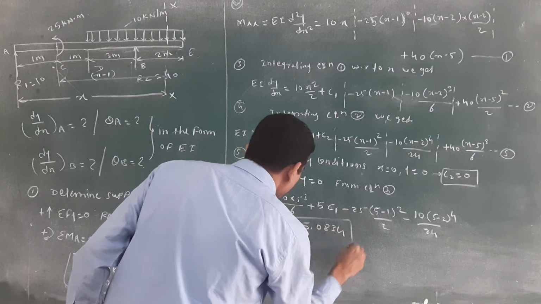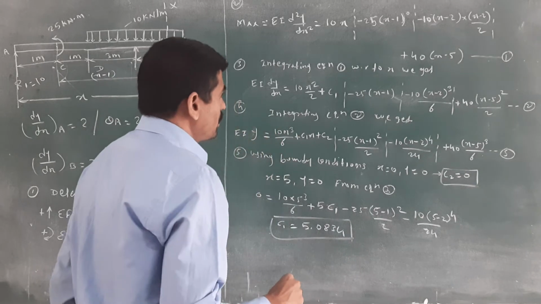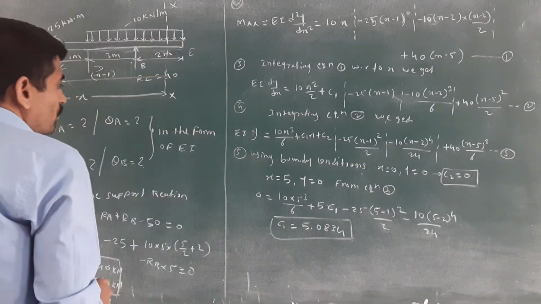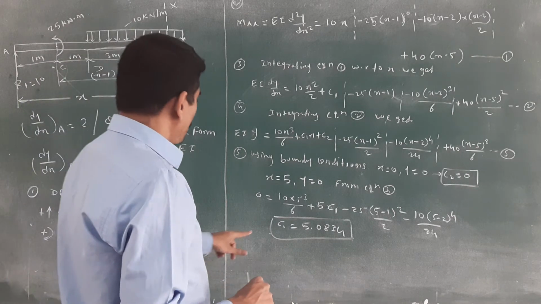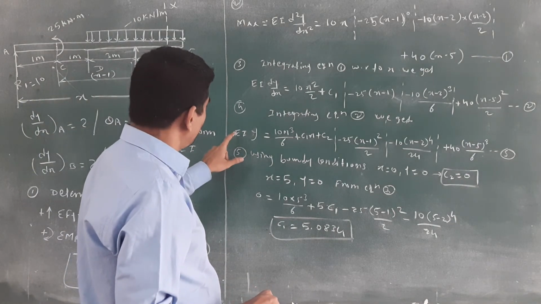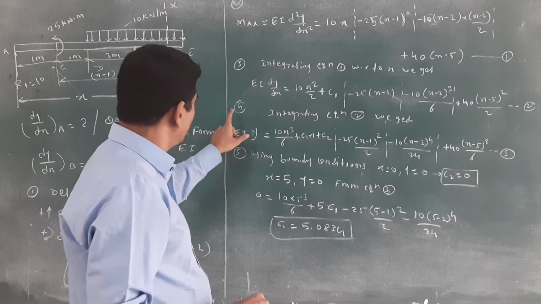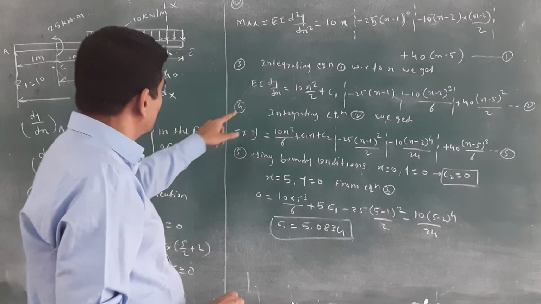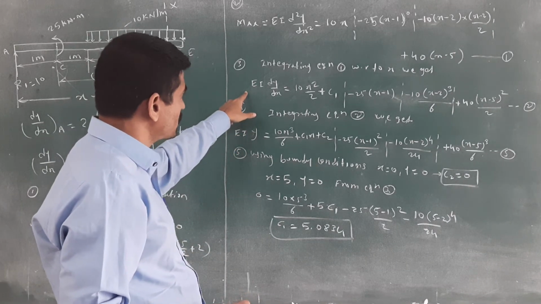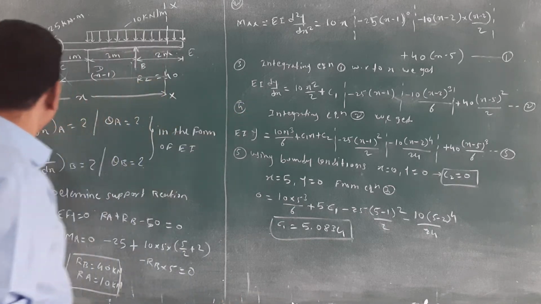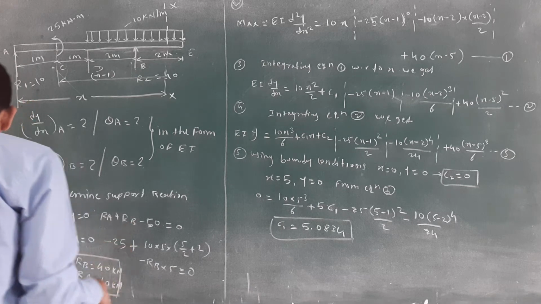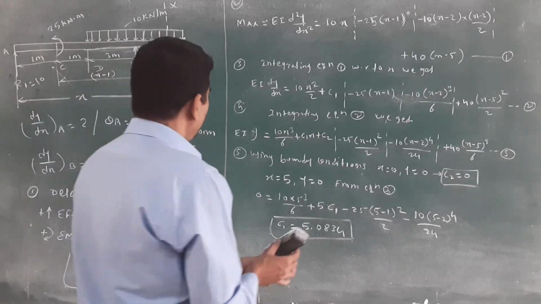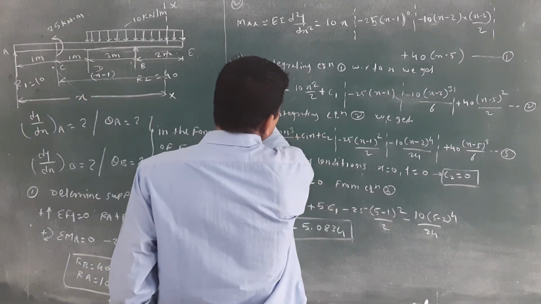5.0834. And this is the constant value. You will get C1 is equal to 5.0834. If you are putting this value in that equation, equation number 3, and which equation? Equation number 2. This equation will give the dy by dx at A point and dy by dx at B point. We will check that. Okay, we will keep it as it is, equation number 2.